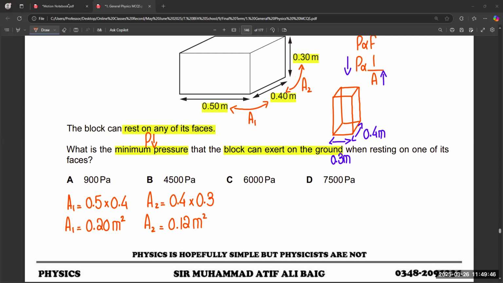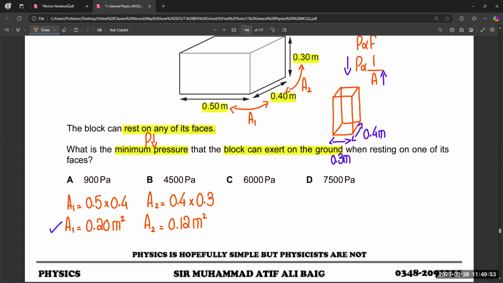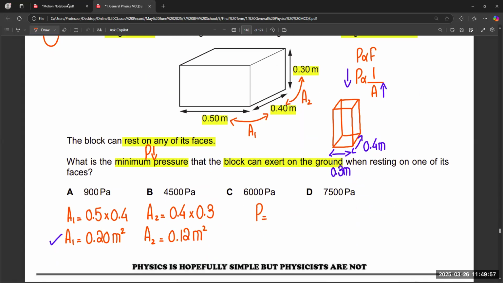So it means we have to choose the value of A1 because the value of A1 is greater as compared to A2. So pressure is equals to the value of the force, 900, divided by area. Final answer is equals to 4500.